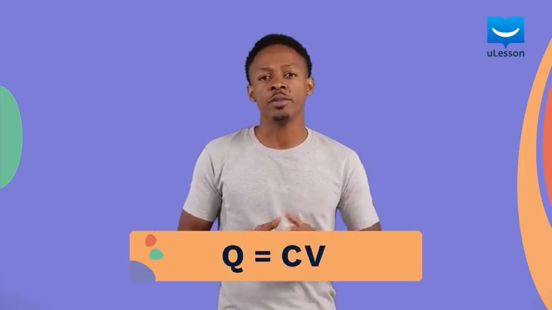The total charge Q stored by a capacitor is dependent on the amount of voltage V across the capacitor and the capacitance C of the capacitor. This is represented by the formula Q is equal to C times V.